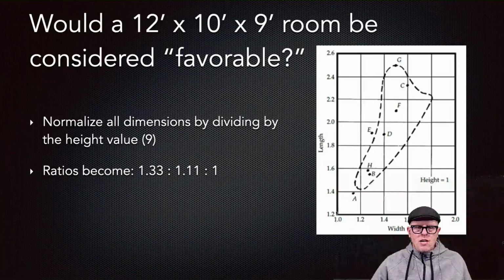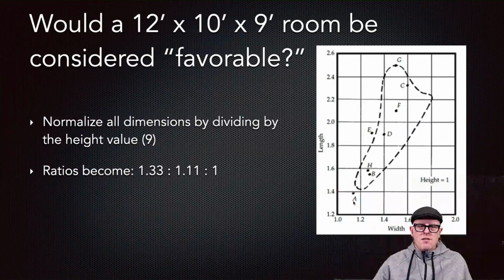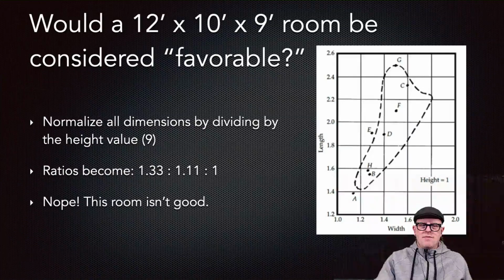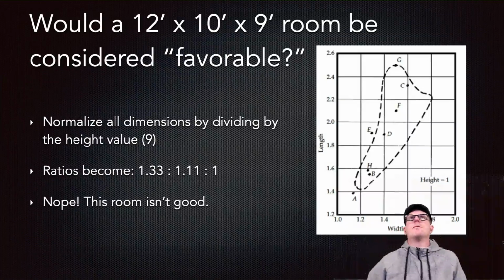So I'm going to go over here, 1.33, which is about here, and 1.1 is way down here. So 1.3 is right here, and 1.1 is right here, to 1. So nope, that's also bad. This room isn't good either.